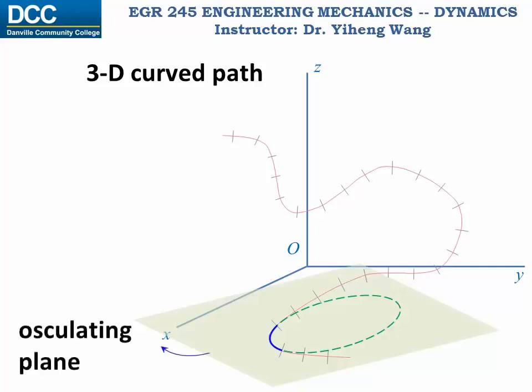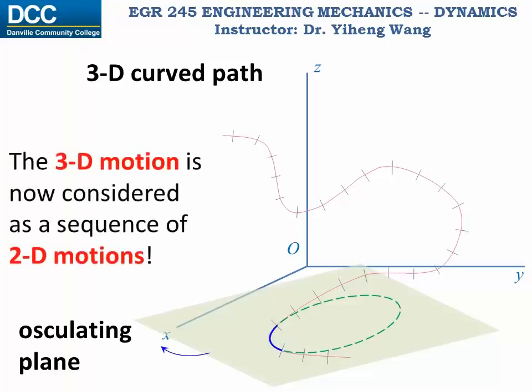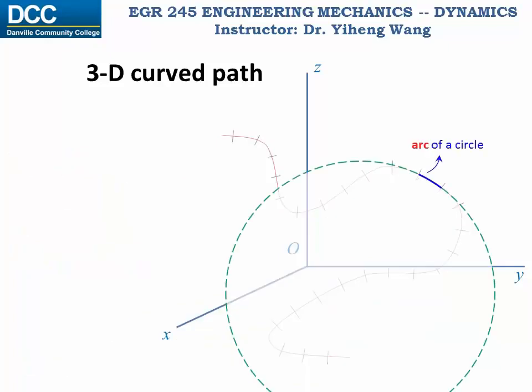This plane is known as the osculating plane, which in this case refers to the plane that contains the small arced path. As you can see, this plane changes at a different location and different time. The reason to define it is that now the 3D motion can be considered as a sequence of 2D motions that are limited within each plane. And we know that a circle always has a center and a radius. For the arc of the circle, these are called the radius and center of curvature.